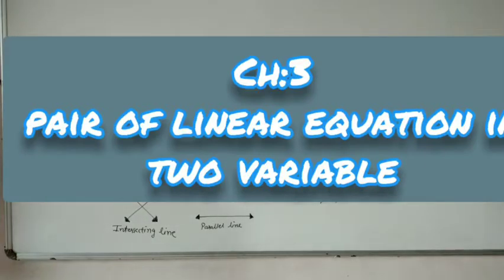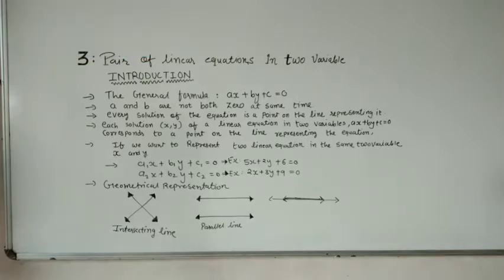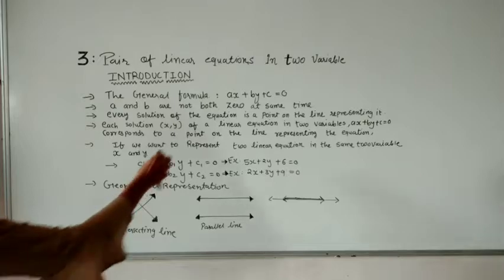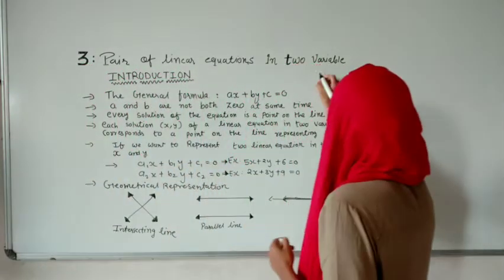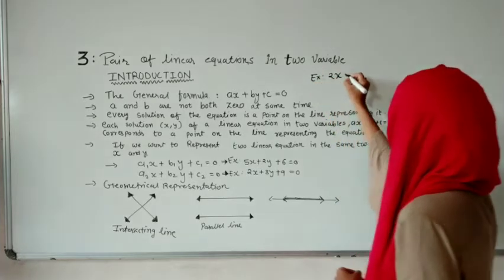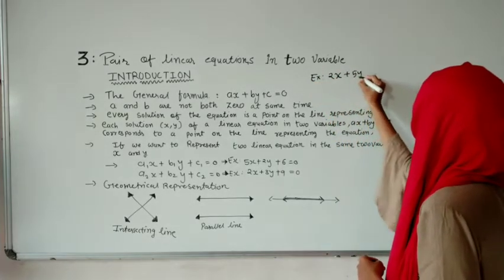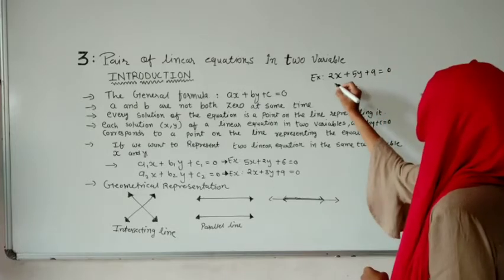Beginning our third chapter, pair of linear equations in two variables, which we already did in 9th standard. This is the continuation of that chapter only. In 9th standard we already wrote the general formula as ax plus by plus c is equal to 0. For this I would like to give you an example, if it is in the form of 2x plus 5y plus 9 is equal to 0, then what is the value of a?